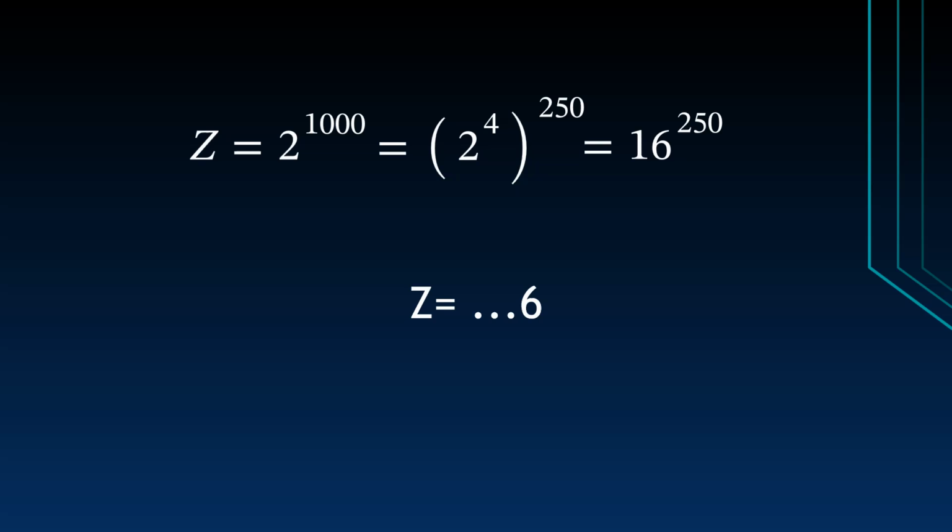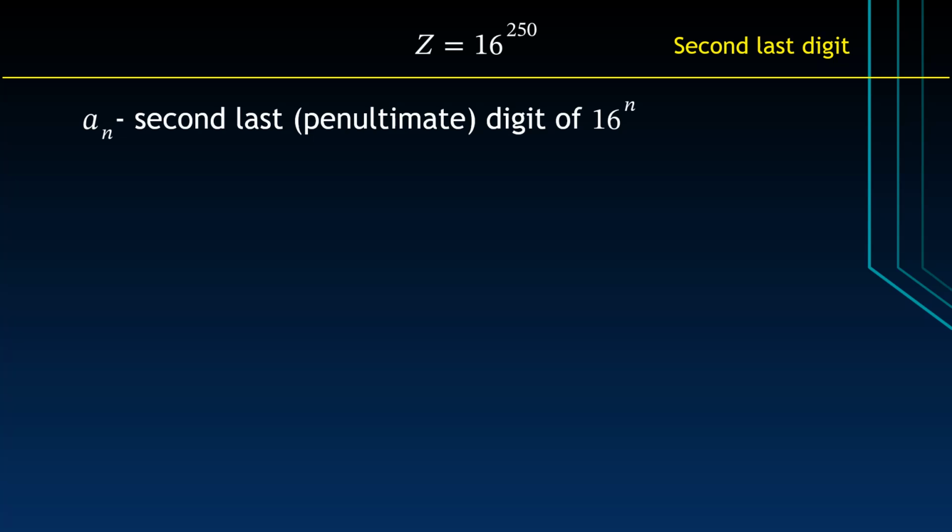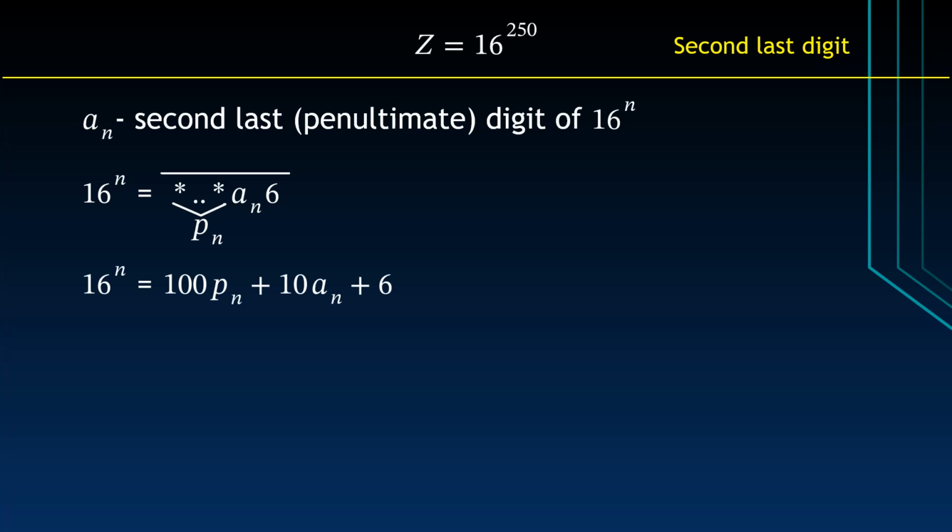And we move to the second last, or penultimate digit. Let an be the second last digit of 16 to the power of n. Then 16 to the power of n has some starting digits, and the penultimate digit is an, and the last digit we know is 6. Using Pn for the number composed by the starting digits, we can write the expression for 16 to the power of n. 16 to the power of n is 100 Pn plus 10 an plus 6.